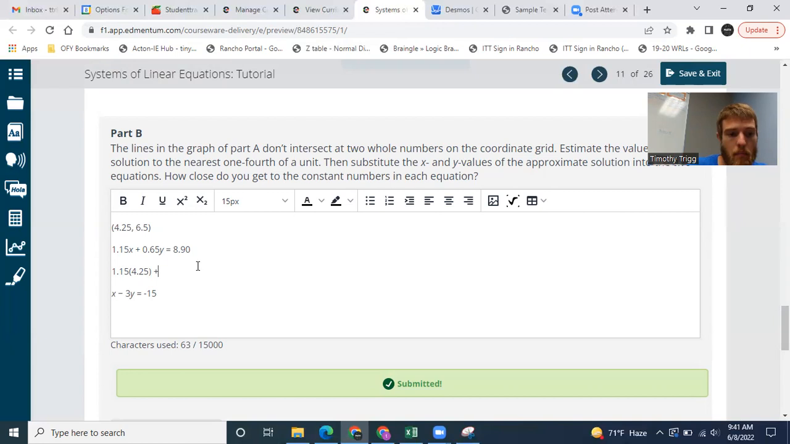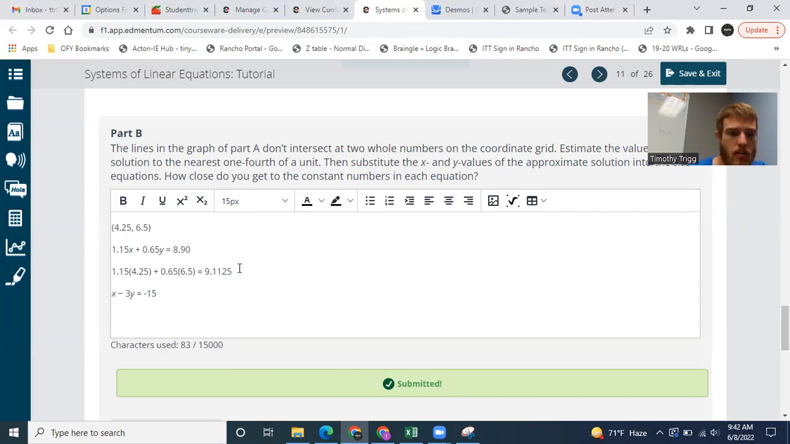Okay. Plus 0.65 times the value of y, which 6.5 is our value of y. And we want to see what this ends up equaling. So I'm going to just use the calculator here. 1.15 times 4.25. Okay. Plus 0.65 times 6.5. And I got 9.1125.